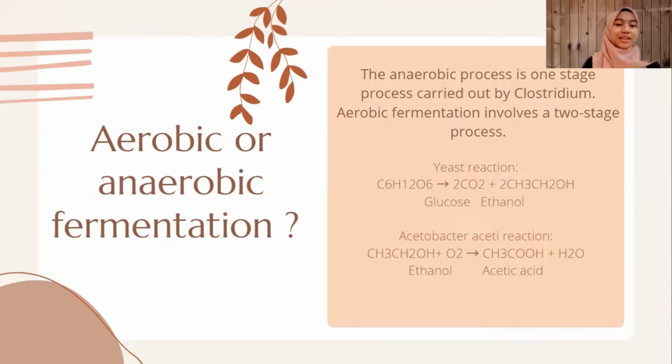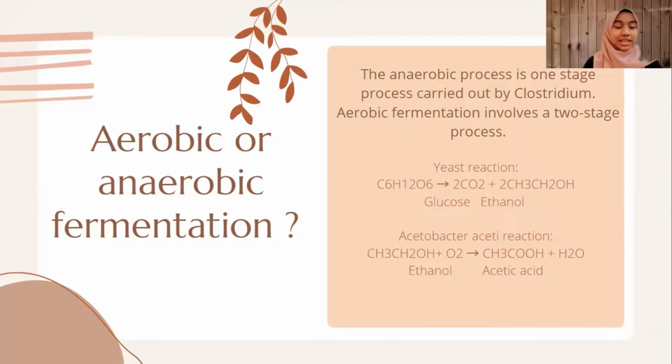The first stage in aerobic fermentation is when glucose is converted into ethanol by Saccharomyces cerevisiae. The second stage is where the ethanol is converted into acetic acid by Acetobacter aceti. This fermentation is usually initiated by the yeast Saccharomyces cerevisiae, which breaks down the glucose into ethyl alcohol with the liberation of carbon dioxide gas. Following on from the yeast, Acetobacter aceti oxidizes the alcohol into acetic acid and water.